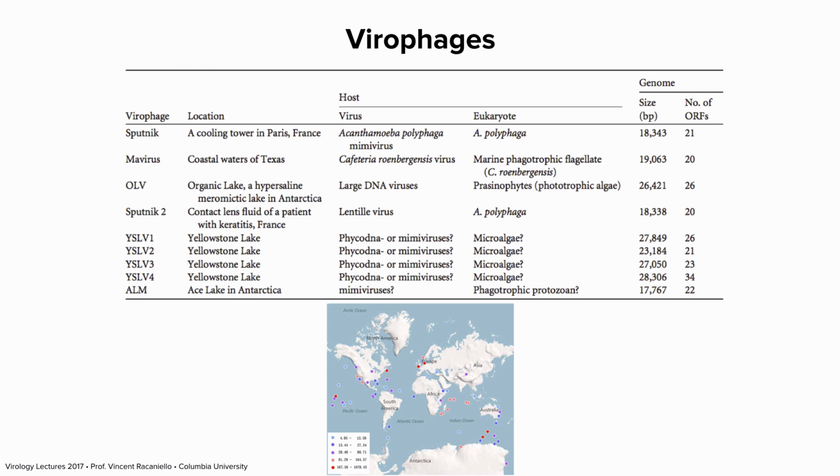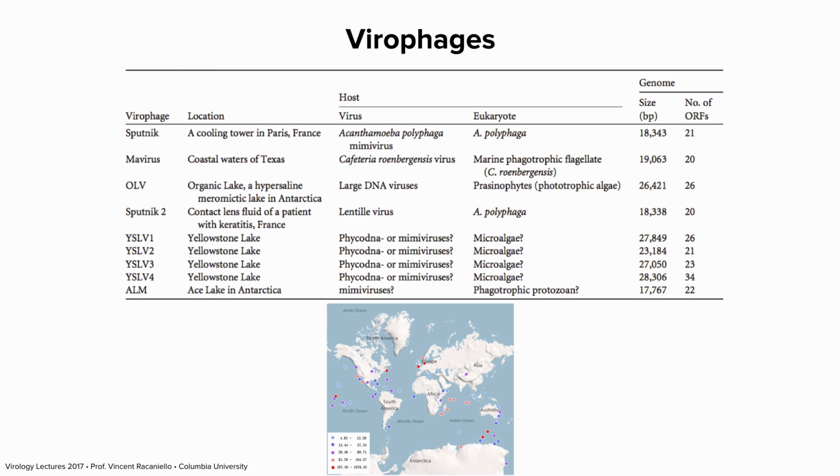I didn't make it up. And you can see it's big as well. And then there's a number of others here. I like this one, from a contact lens fluid of a patient with keratitis. They called it lentille, which means lens in French. And then a bunch from Yellowstone Lake, where the hosts are not quite known, and so forth. So there are quite a few.